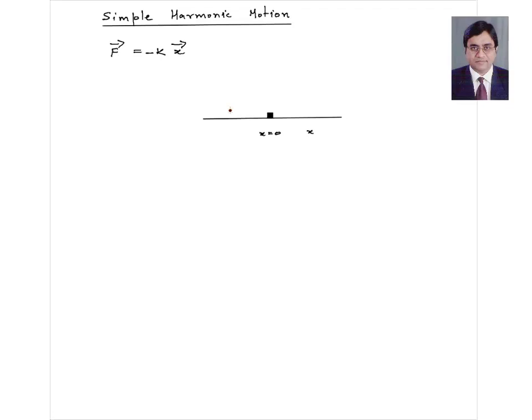Now, since we have already talked about the mean position, we can also say that vector F is always towards the mean position. If x is on the right, F is on the left, towards the mean position. If x is on the left, because of the minus sign, F is on the right, that's also towards the mean position. So no matter where the particle is in its journey, vector F will always be towards the mean position.